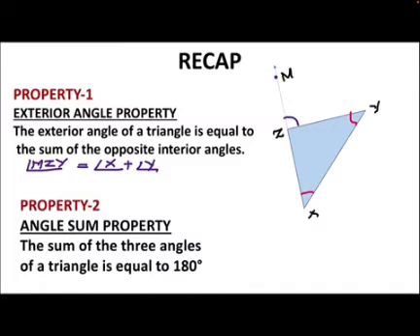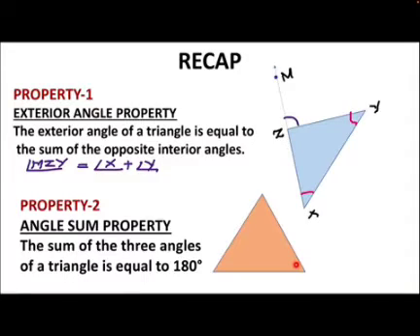Okay, next. The second property that we learned was angle sum property. According to that property, the sum of the three angles of any triangle is equal to 180 degrees. Children, you can check practically. Draw any triangle in your notebooks. Then place the protractor here at this point. Measure this angle. Place the protractor here. Measure this angle. And place the protractor at this vertex and measure this angle.